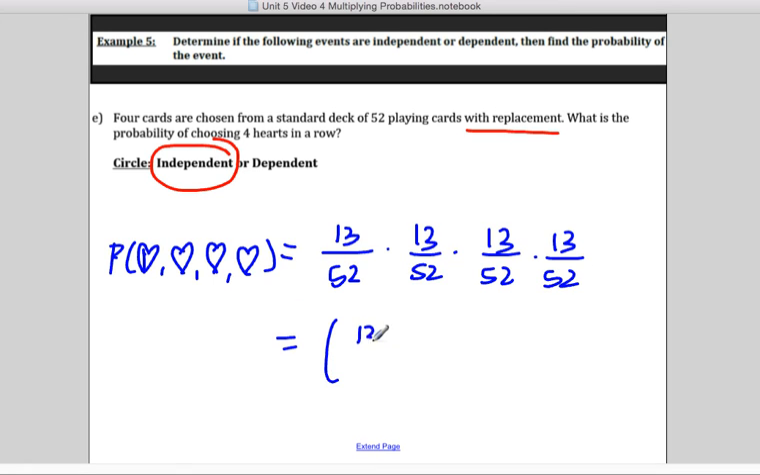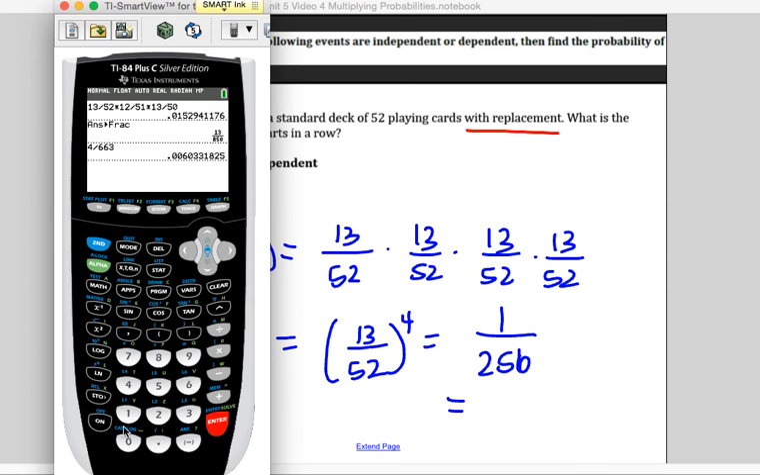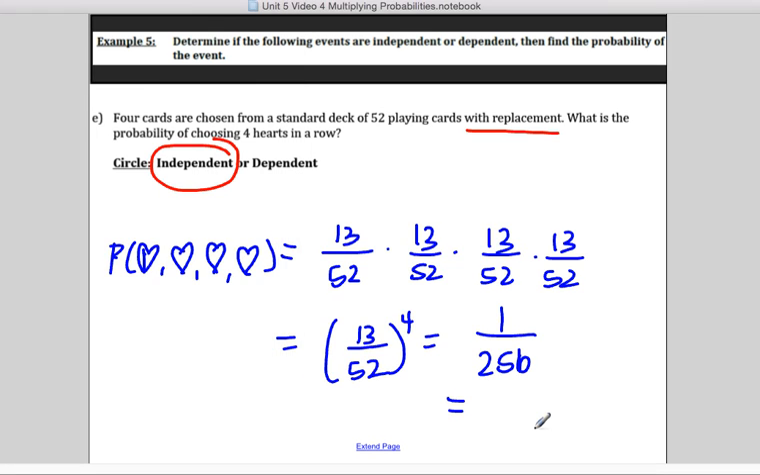So this is 13 out of 52 to the 4th. You could type it in that way. When you type it in and reduce, you get 1 over 256, which as a decimal, this is a 9, so it tells me to round up, 0.004. So either one of those is perfectly fine as an answer.